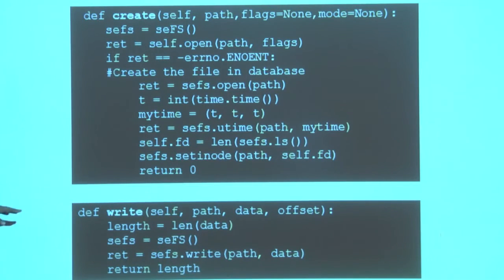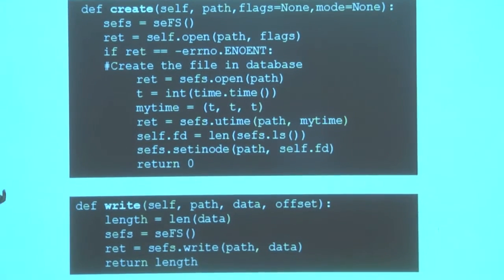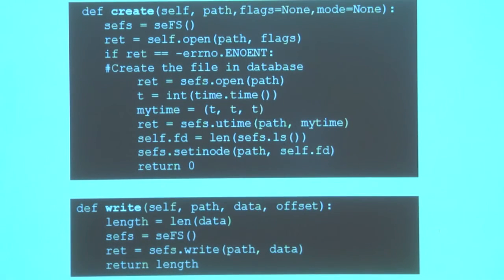How do you write a file? You get the information like the path of the file, that would be the name, the data, and the offset at which you want to write the file. Again, you can choose how you implement this function. So here, I get the length of the data, create the database object, and just write this data into the database. That's all. I haven't handled at what offset I'm writing it. So every time I start at offset 0.